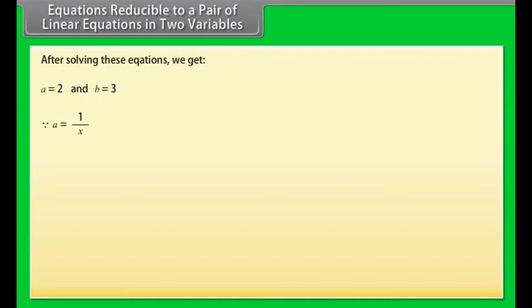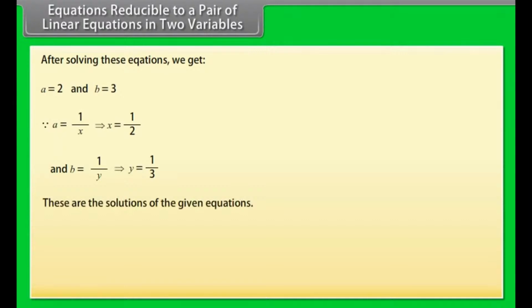After solving these equations, we get a as 2 and b as 3. Therefore, a is equal to 1 upon x implies x is equal to 1 upon 2, and b is equal to 1 upon y implies y is equal to 1 upon 3. These are the solutions of the given equations.